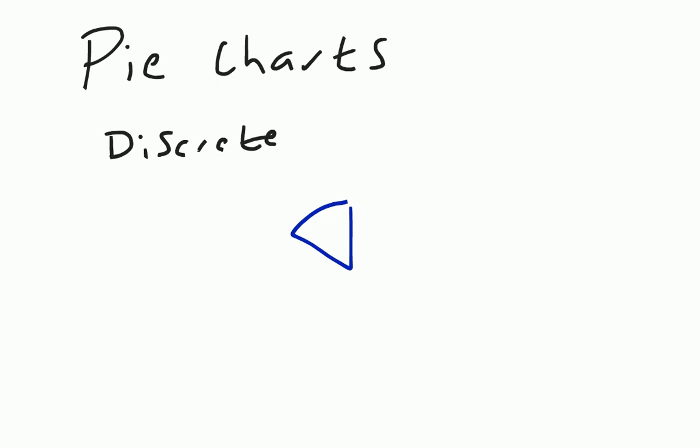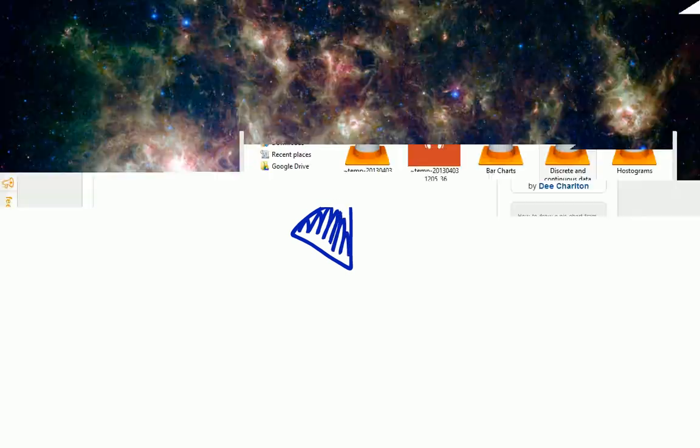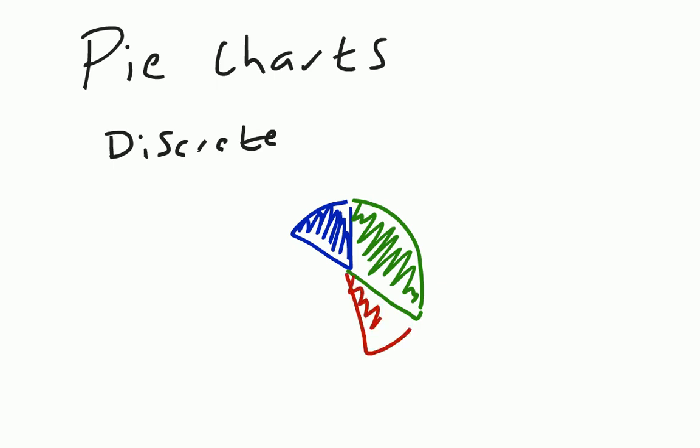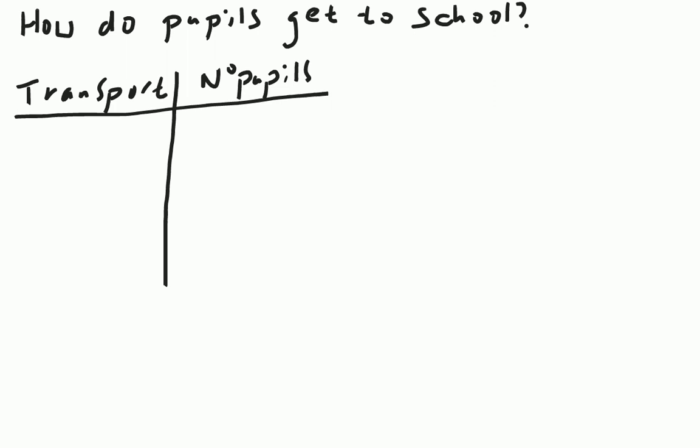You'll have a circle split into sections which are usually coloured in, and the size of each section represents a proportion of whatever we're measuring. So for example, it might be different pets owned by different people in a workplace or something like that. So there we have a very simple example pie chart. Let's take some discrete data then.